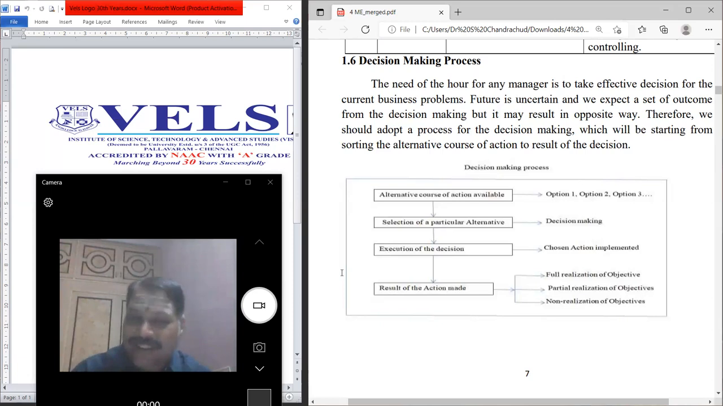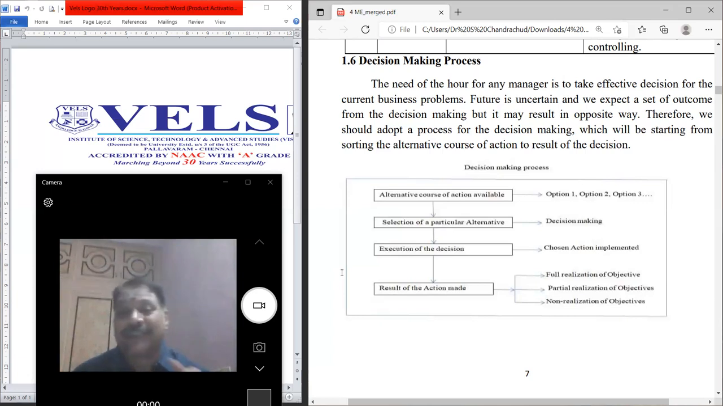But if you take a wrong decision, the negative effect is more and the positive less, then we have to say non-realization of objectives. That is why the decision-making process has 4 stages. First, we should know what alternatives are available for the problem. Then out of the list of alternatives, you should choose the best one. After choosing the best one, we should frame a course of action and implement that. After implementing, we have to evaluate whether that is the right decision or not. So this is called the decision making process.